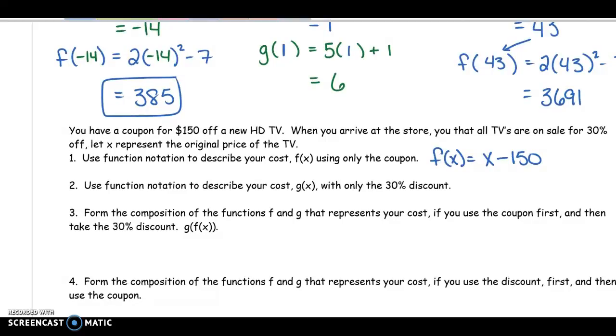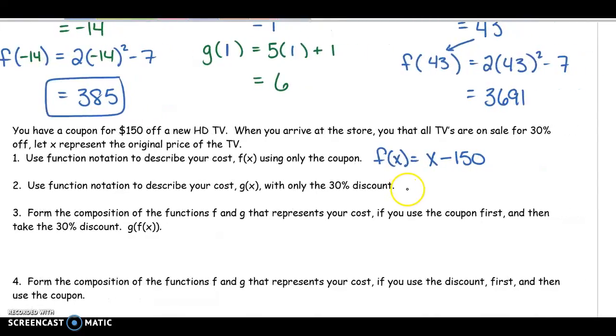Next, find the g of x function using only the 30% discount. Now I want you to think about a 30% discount. That means you get 30% off the price of the TV. So if you are not paying for 30% of the TV, what percent of the TV are you paying for? 70%. So this would be 0.7 times x. If it's 30% off, that means you're actually paying for 70% of the TV.